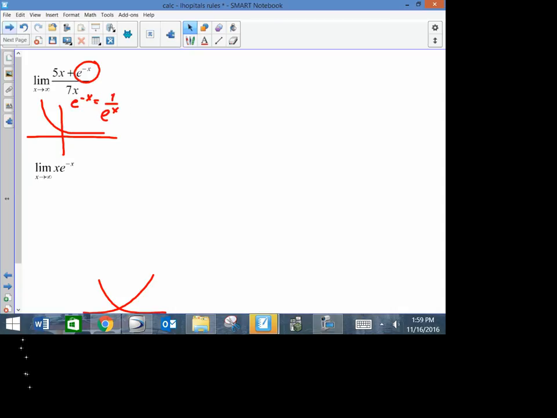If we just visualize, we go to infinity, 5 times infinity. Okay, and then this ends up infinity. This ends up getting close to what? Okay, and 7 times infinity is infinity, right? So we have this weird form. Okay, so let's try L'Hôpital's and see what happens.